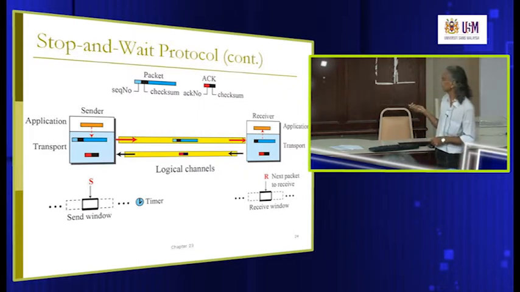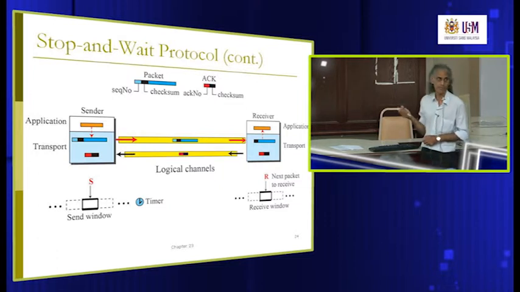Right? The receiver side is the same. It is only expecting one packet to arrive, and then it will acknowledge one packet. So the receiver window is also size 1. Right? So the packet sent will have a sequence number, and the acknowledgement received will have an acknowledgement number.